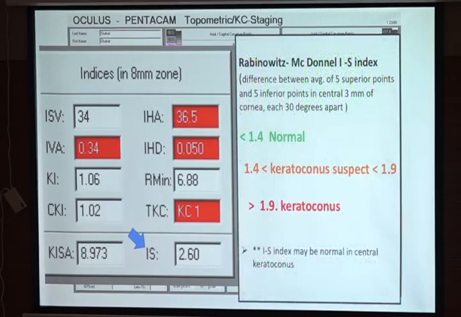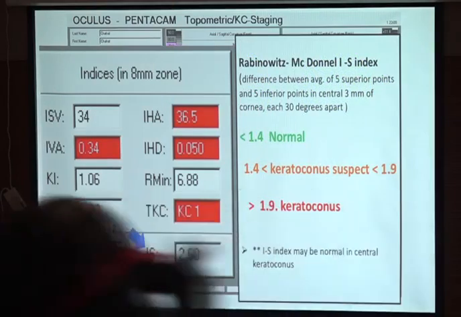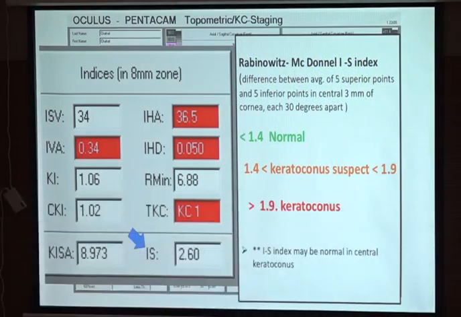The inferior superior value basically refers to, like you have in the visual fields, the difference between the average of 5 points on the superior half and 5 points on the inferior half on the 3 millimeter circle. So an average is taken and then you subtract that. If it's less than 1.4, it's normal. Between 1.4 to 1.9 keratoconus suspect, and greater than 1.9 keratoconus.